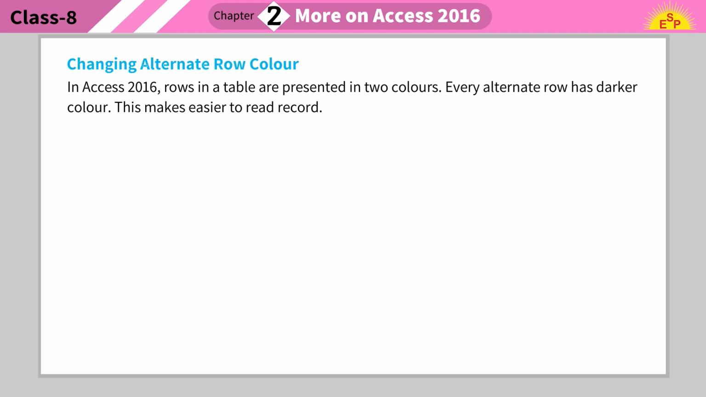Changing alternate row color. In Access 2016, rows in a table are presented in two colors. Every alternate row has darker color. This makes it easier to read records. Follow the steps to change the alternate row colors.